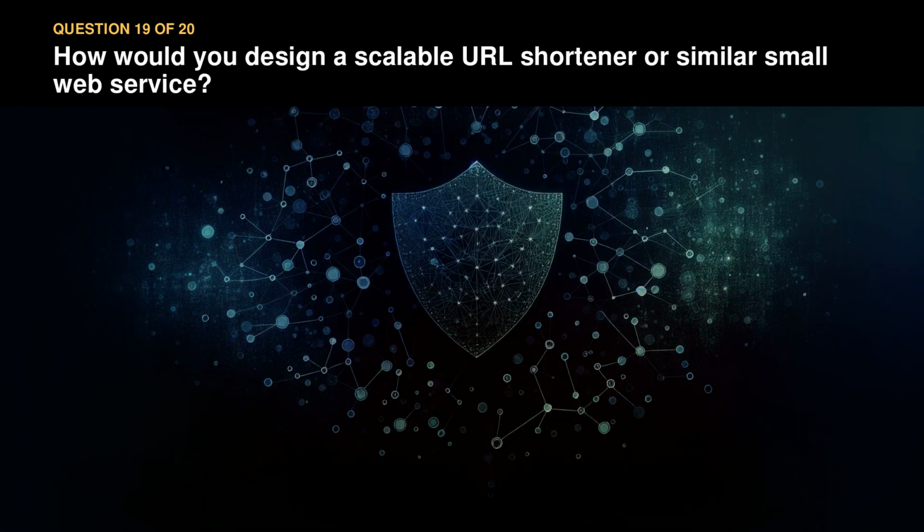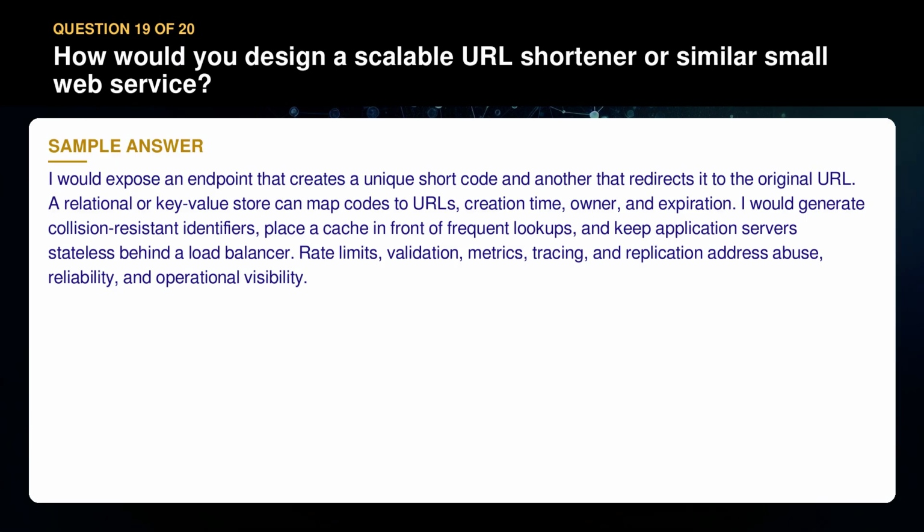Question 19. How would you design a scalable URL shortener or similar small web service? I would expose an endpoint that creates a unique short code and another that redirects it to the original URL. A relational or key-value store can map codes to URLs, creation time, owner, and expiration. I would generate collision-resistant identifiers, place a cache in front of frequent lookups, and keep application servers stateless behind a load balancer. Rate limits, validation, metrics, tracing, and replication address abuse, reliability, and operational visibility.